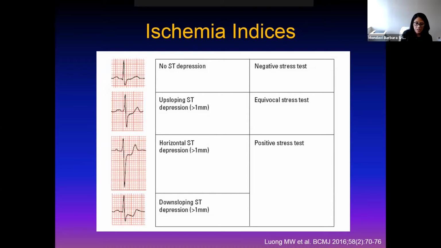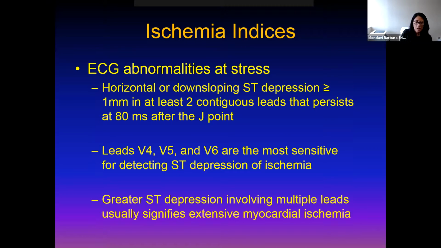Upsloping ST depressions, as can be seen here on the second image, and oftentimes when they're exercising, we might see a quick upslope or a slow upslope. Generally, if it's more than 1 millimeter, we'll call it positive, but it's generally considered equivocal when it's upsloping. We really want to see this horizontal or downsloping ST depression of at least 1 millimeter and at least 2 consecutive leads to call it a positive stress test.